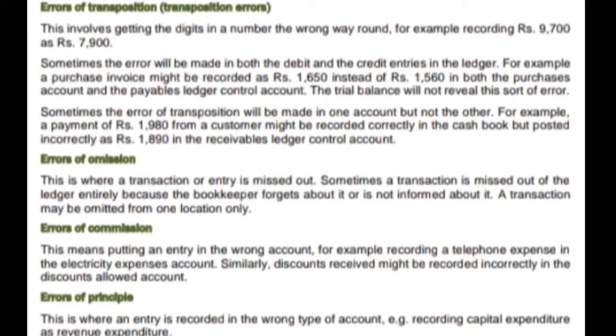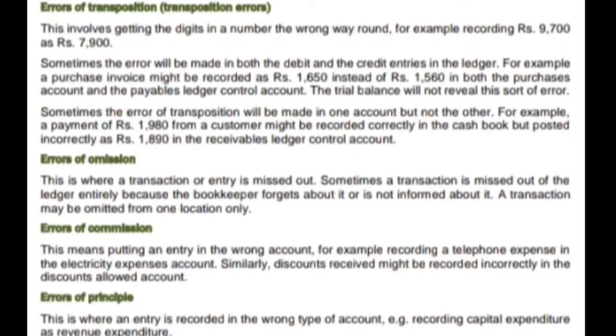Then error of commission. This means that you have passed an entry to a wrong account. For example, you had to record the telephone expense, but you have recorded electricity expense instead of telephone expense. How to make it correct, we'll study later.